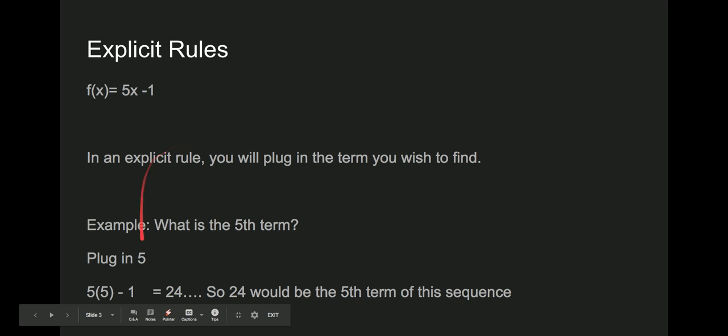And so when you do that, you have 5 times 5 minus 1. So 5 times 5 is 25, minus 1 is 24. So 24 would be the 5th term in the sequence. But if you were asked to do the 10th term, you could do the same exact thing. You could just plug in 5 times 10 minus 1, or you could be asked for the first 4 terms or whatever, but you would just be plugging whatever term they asked for into the x value. That way you could easily get your answer.